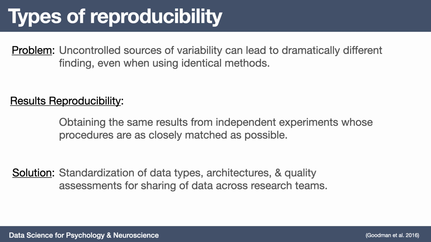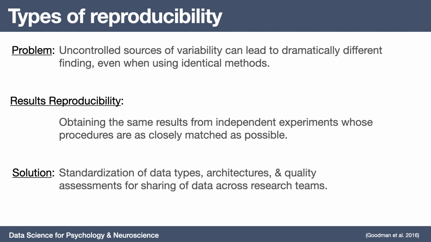And a proposed solution to the problem of low result reproducibility is the standardization of data types, architectures, and quality assessments for sharing data across research teams. The idea being that if you have standardized data types and architectures, your data is in the same format, they use the same integer types and character types and file formats, and the file names are the same, as well as you vet for data quality in the same way, that you should, by and large, be able to produce the same results. You should get the same effects.